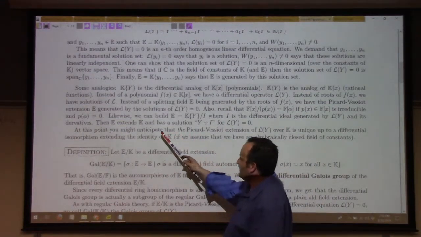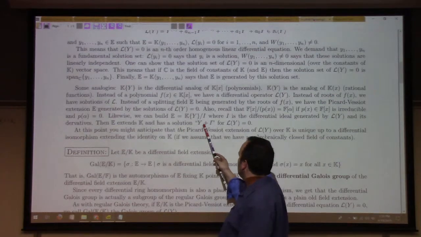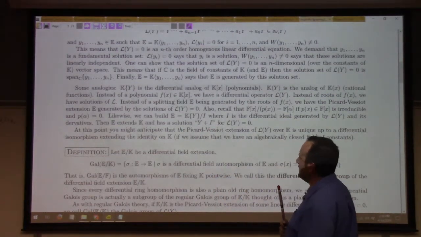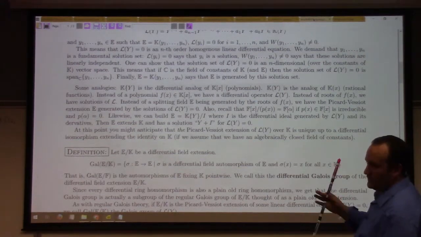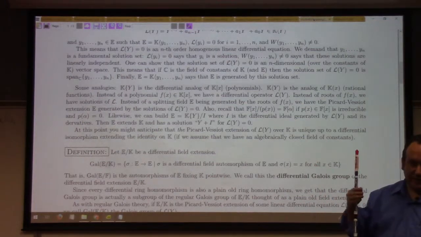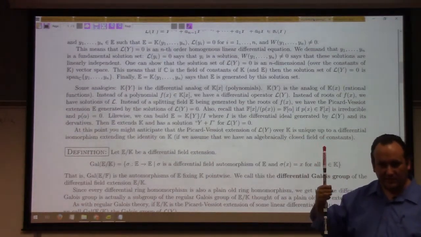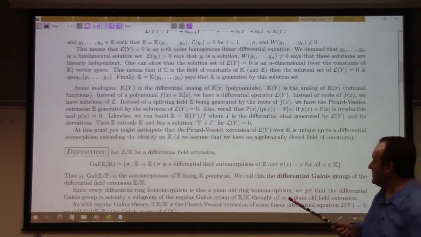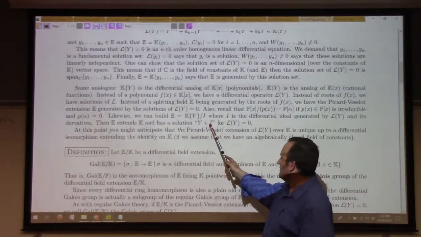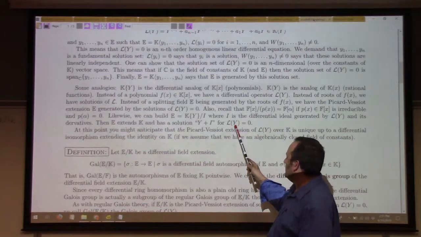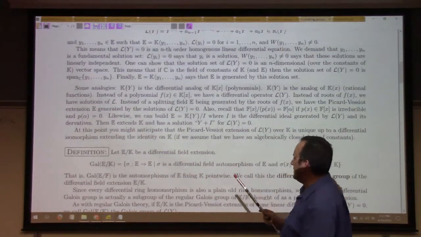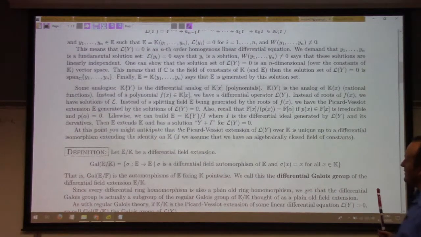So, let's see, he says E extends k and has solution y plus I. Oh, he's saying that the differential extension idea also includes the usual extension idea as sort of the 0th case, if the differential operator is something silly. Anyway, at this point, he says, you might anticipate that the PV extension of Ly over k is unique up to a differential isomorphism extending the identity on k.